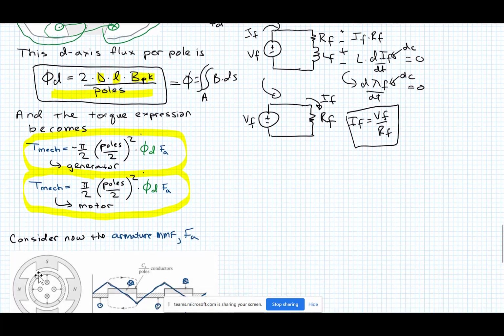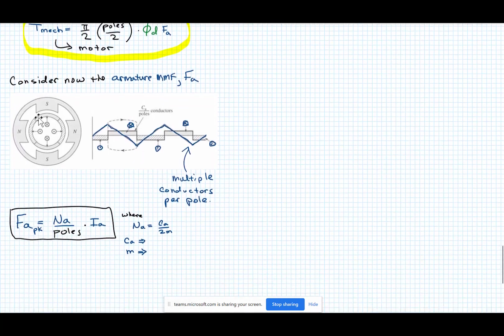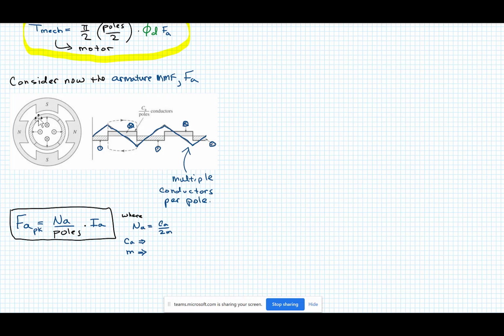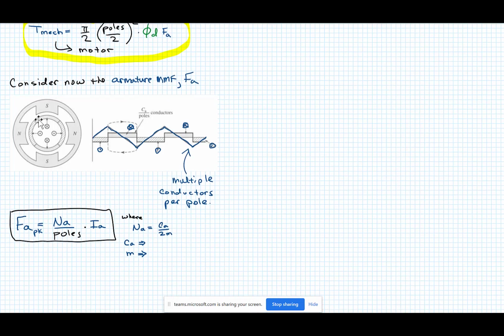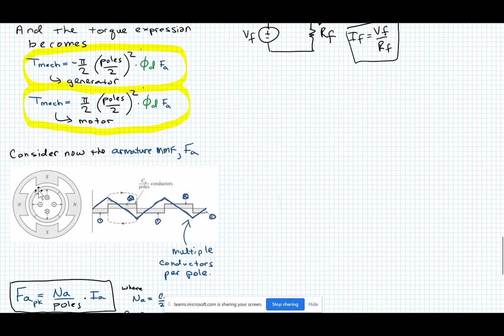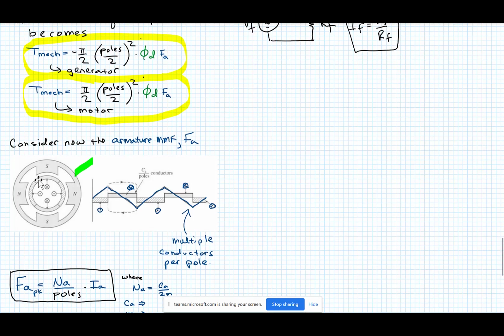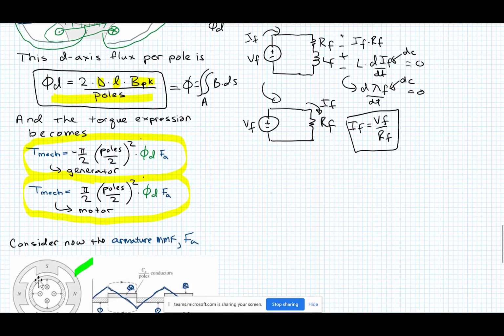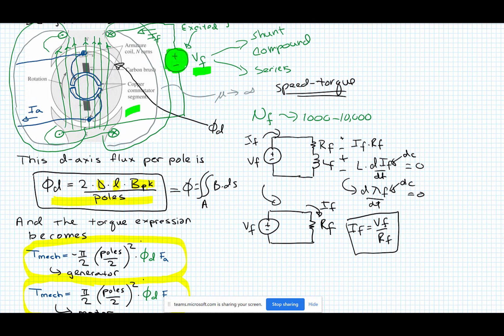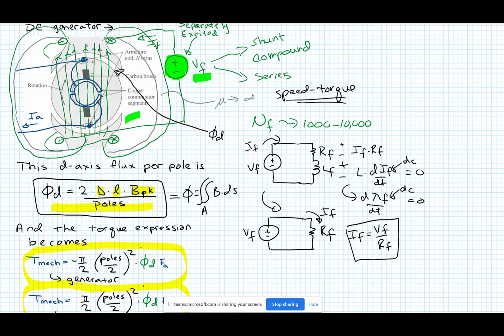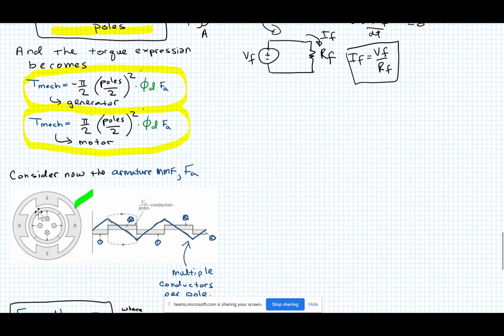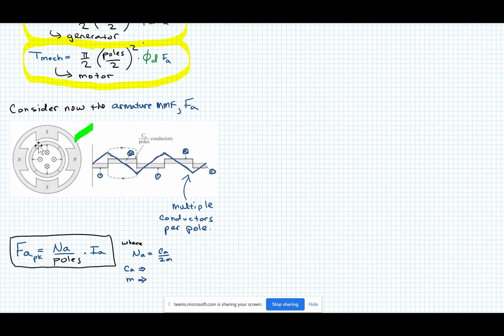So all we want to do next is look at the armature MMF itself, and come up with an expression for that. We did that in the class last time. Just to review, this machine is a 4-pole machine. I wanted to put this picture in here just so you can see that you can have multiple poles in a DC machine. This is a 2-pole machine that we showed up here. And so you've got these two types of machines.